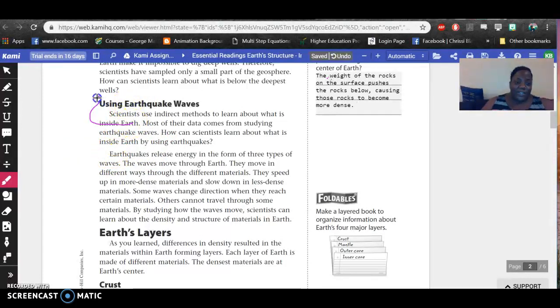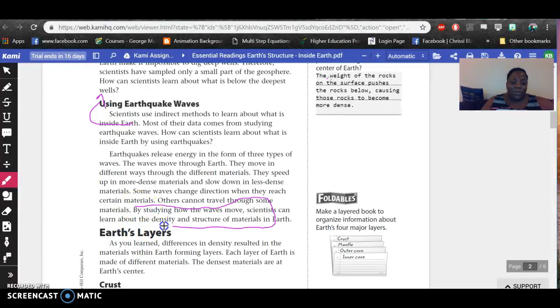So how can scientists learn? Answer our own question. Most of their data comes from studying earthquake waves. How can scientists learn about what is inside Earth by using earthquakes? Earthquakes release energy in the form of 3 types of waves. The waves move through Earth. They move in different ways through the different materials. They speed up in more dense materials and slow down in less dense materials. Some waves change direction when they reach certain materials. Others cannot travel through some materials.